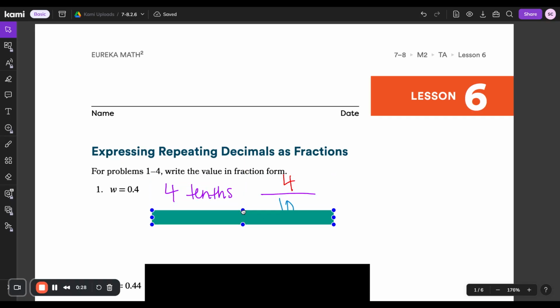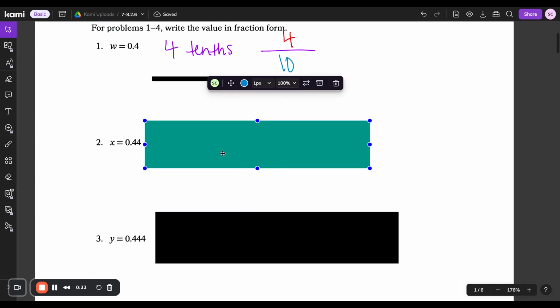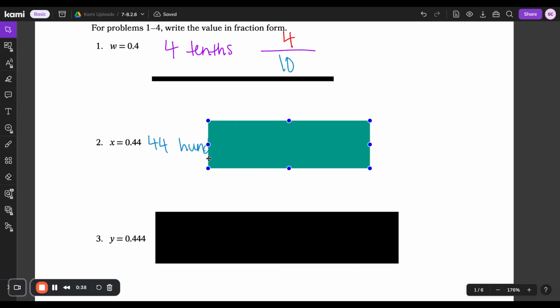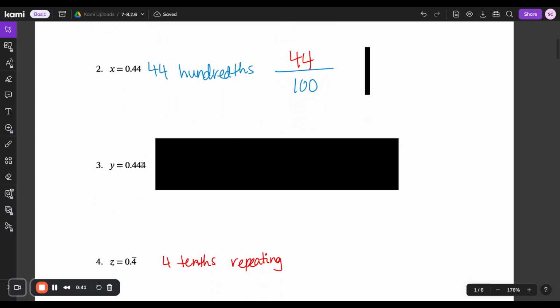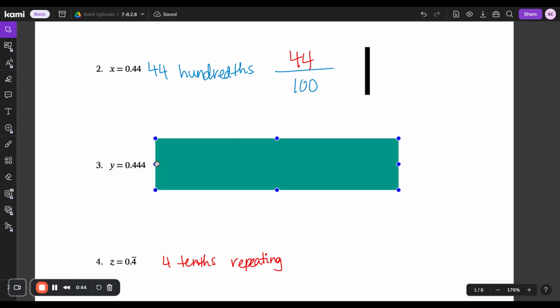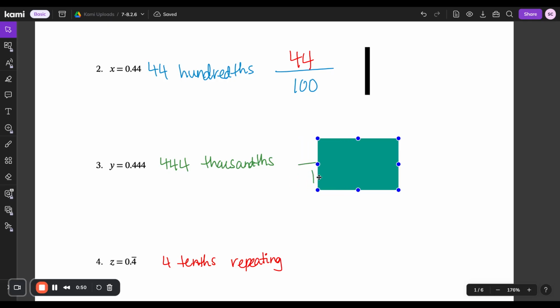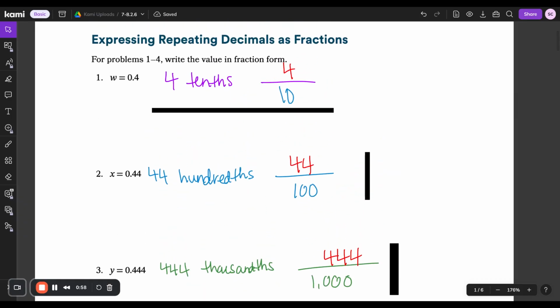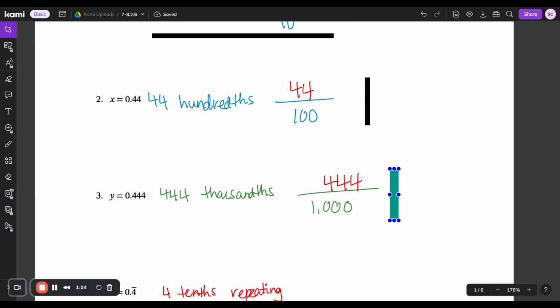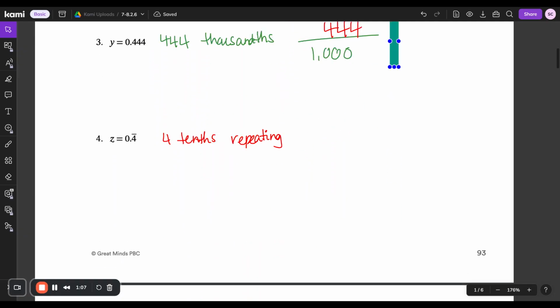So for this one here, I'm writing it in word form, 4/10, and then as a fraction it is 4/10. For the next one, 44 hundredths. So we know that out of 100, 44 hundredths would be 44 over 100. And then for the next one, 444 thousandths, we would write 444 thousandths in our short word form, and then as a fraction it would be 444 over 1,000. So we are going to take what we know about place value and powers of 10, out of 10, out of 100, and out of 1,000, using those to write repeating decimals as fractions.